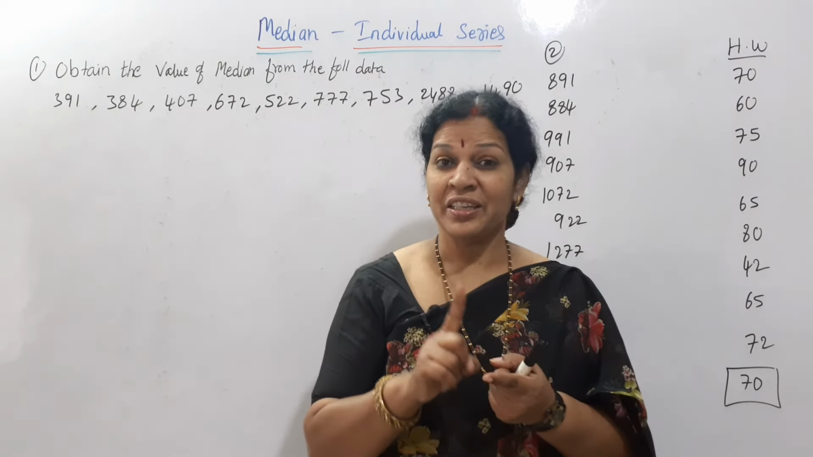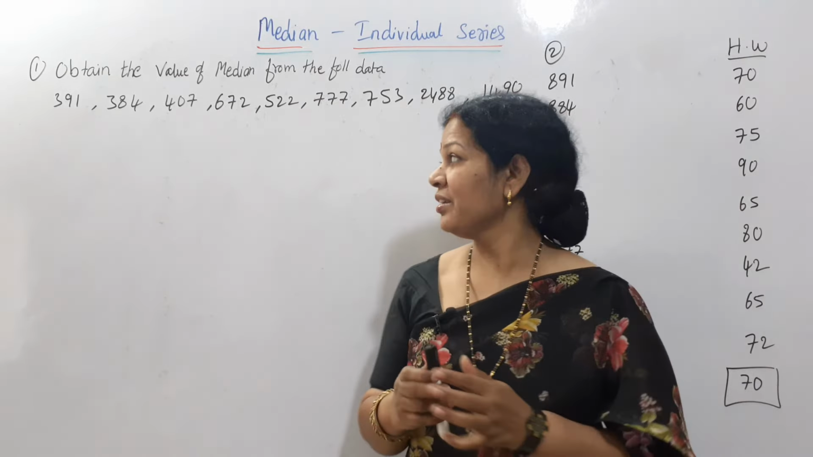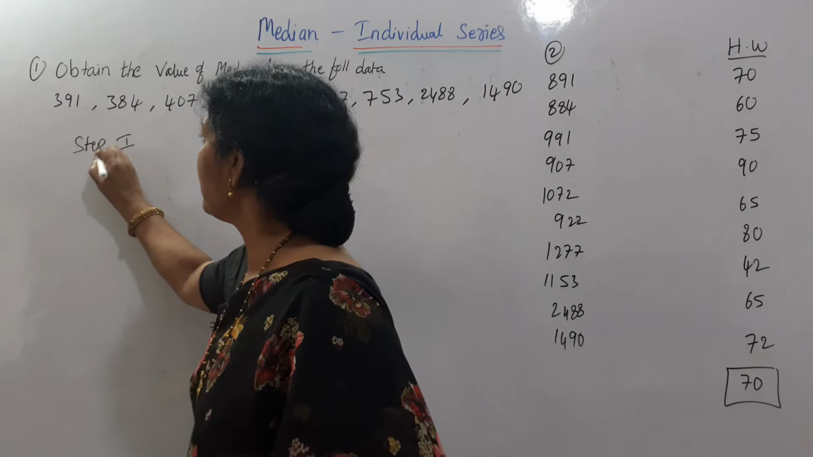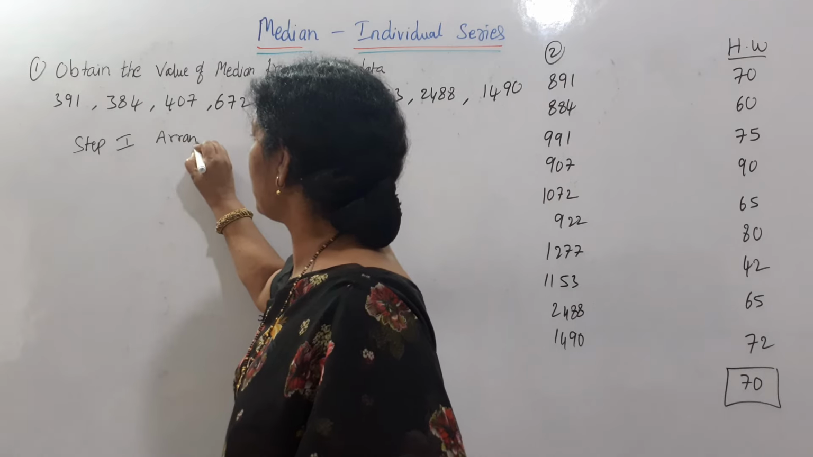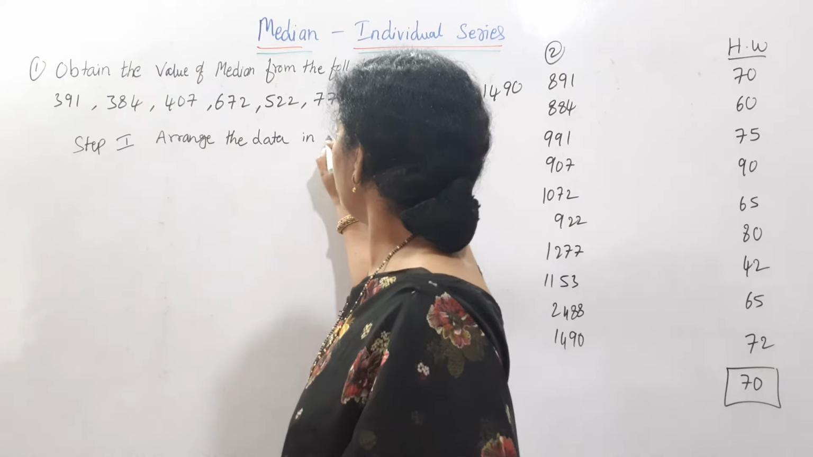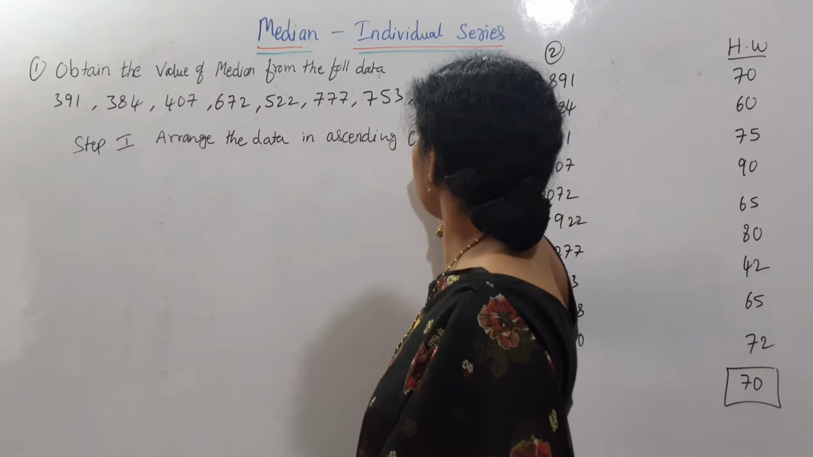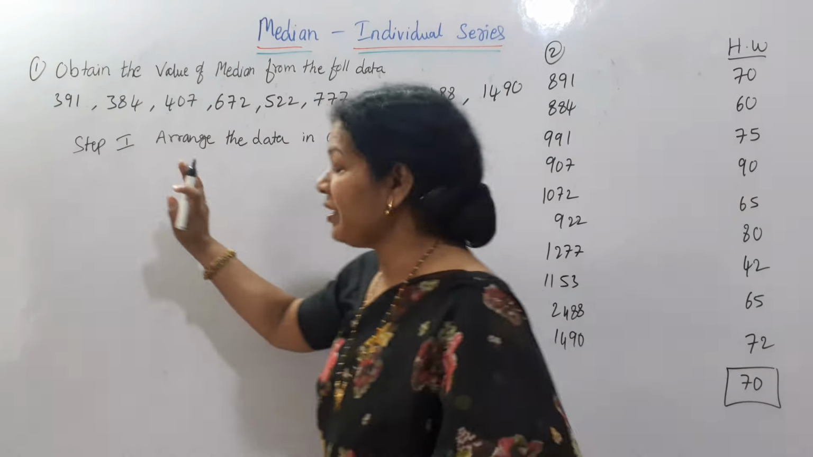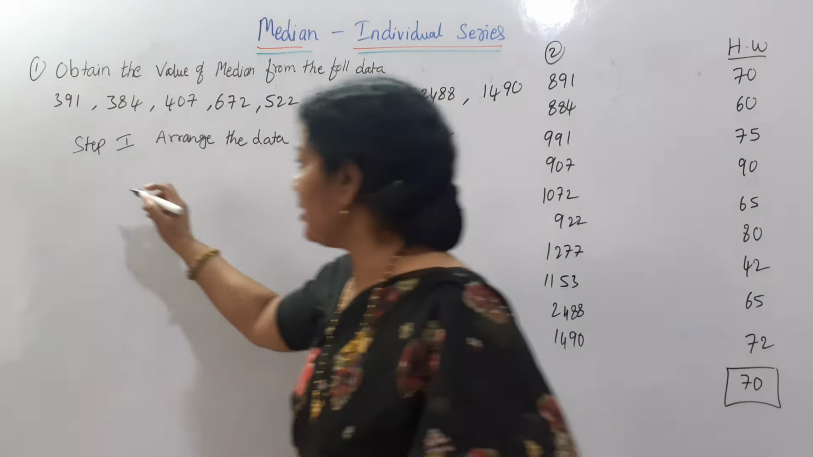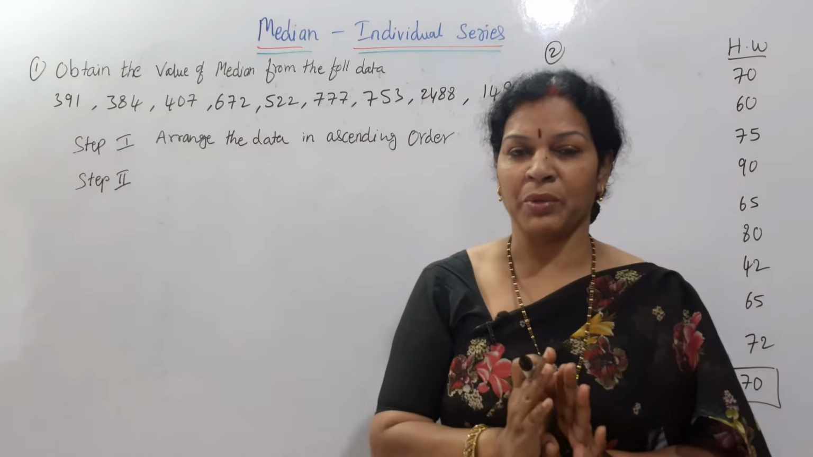First step is that given data you have to arrange it in ascending order. Okay. So step number 1, arrange the data in ascending order. Okay, and then after arranging the data into ascending order, the next step number 2, you have to apply the formula.